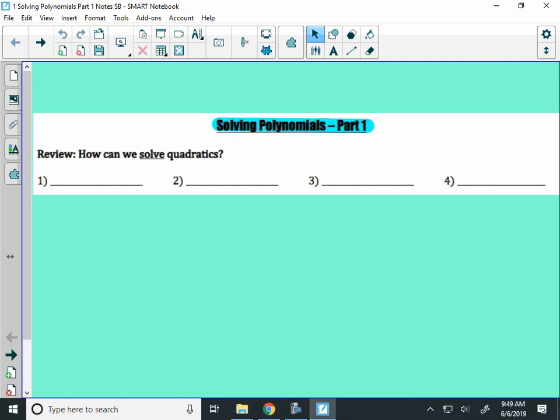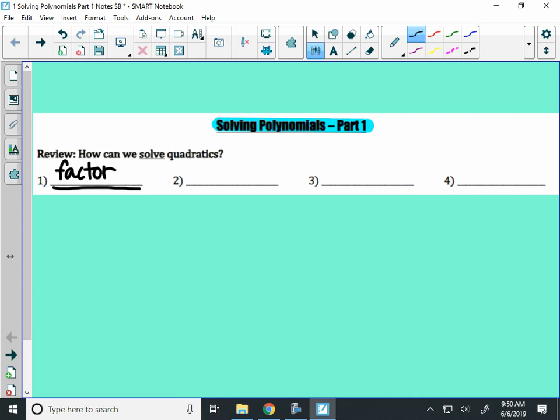So the first thing is we're going to solve polynomials, not just quadratics anymore, but higher order polynomials. So degree 3, degree 4, degree 5. How do we solve a quadratic? Let's go back to the beginning. Well, back in, I think it was Unit 3 or 4 of this course, to solve quadratics, we could factor. That was a good way, and that's what we're going to do a lot of here.